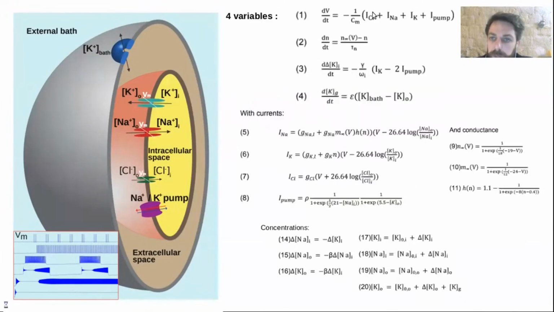Each current is described with a conductance and the Nernst potential, and the evolution of the Nernst potential is due to the change in concentration of sodium and potassium on both sides of the membrane.